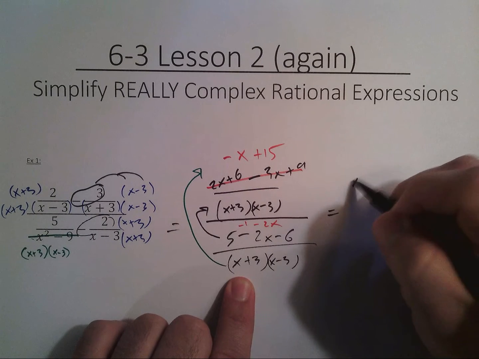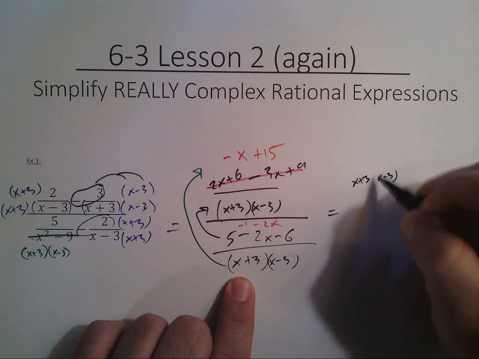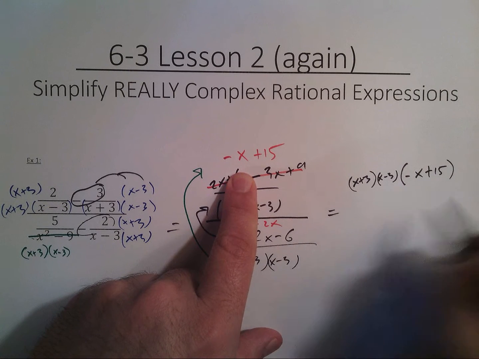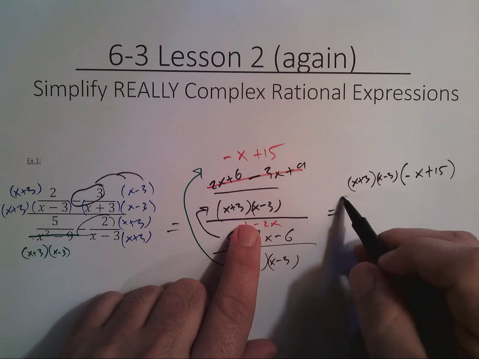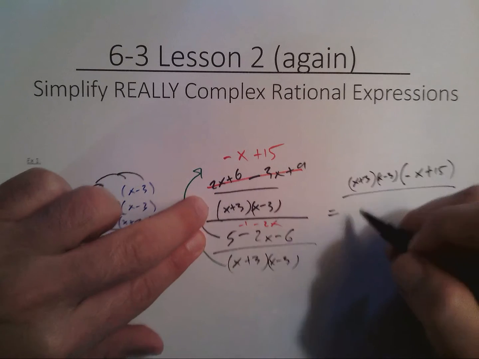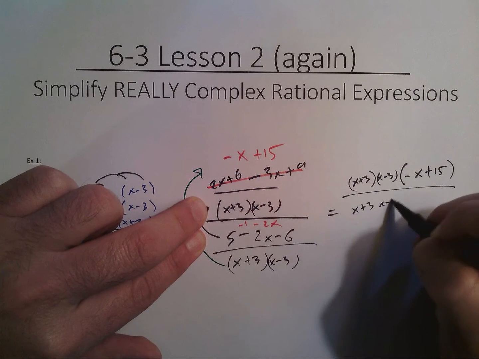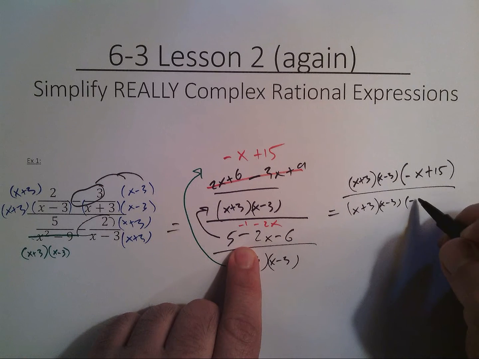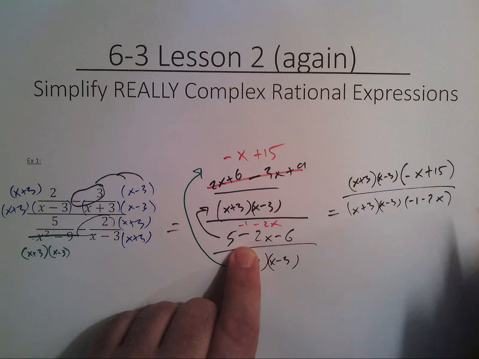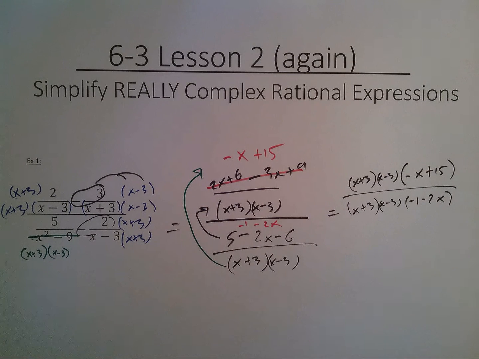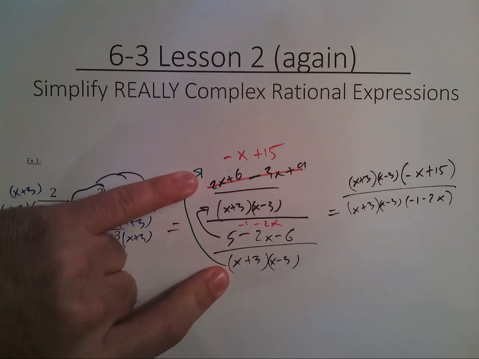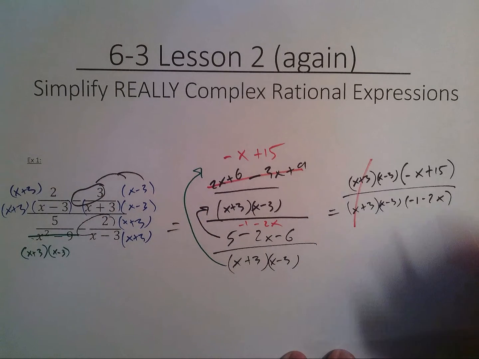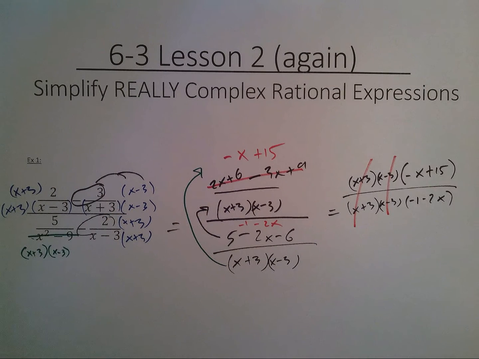I have x plus 3, x minus 3, times negative x plus 15, divided by x plus 3, x minus 3, times negative 1 minus 2x. Hey, remember what I said 2 seconds ago? I had the top and the bottom multiplied together, and that's going to cancel out with my middles. Here goes the x plus 3's, here goes the x minus 3's.